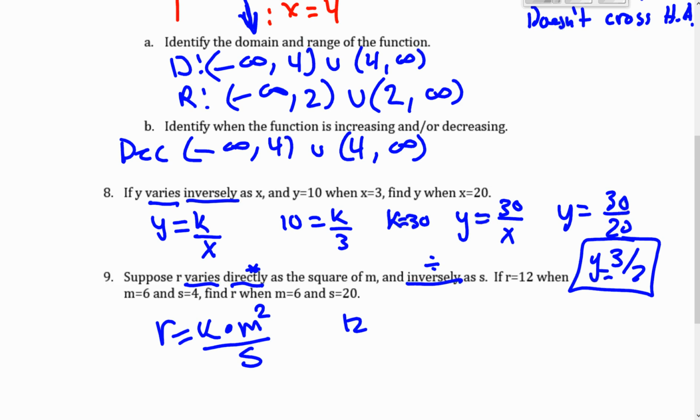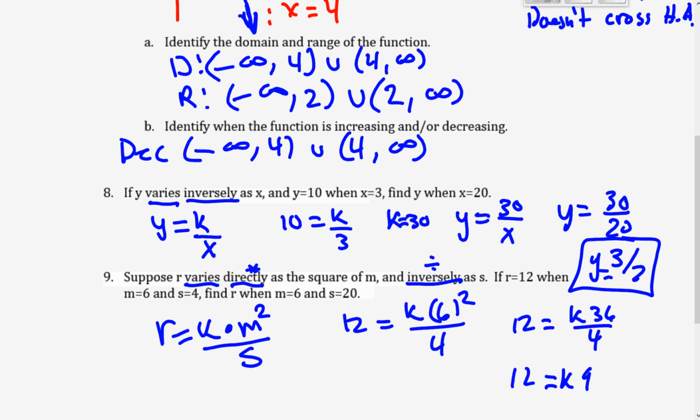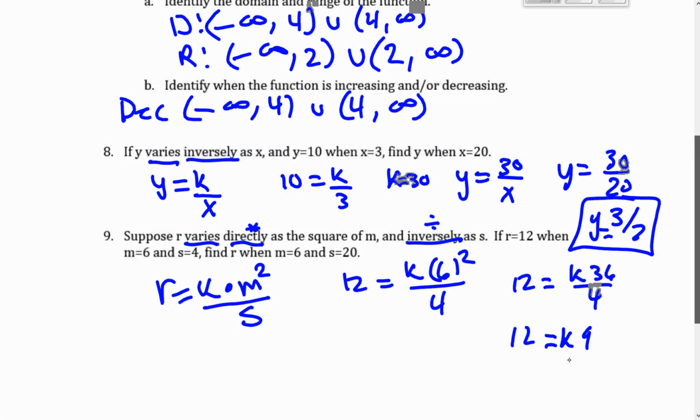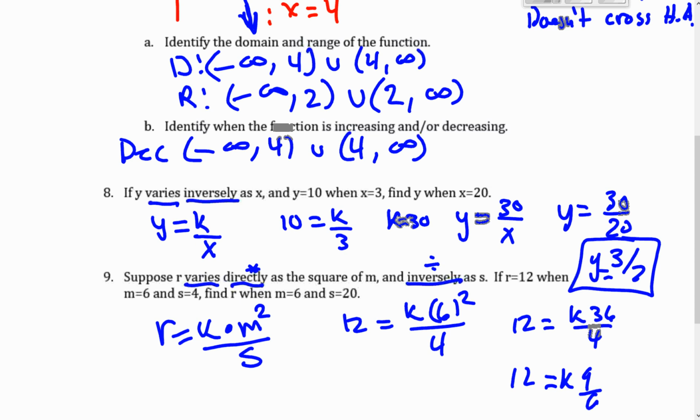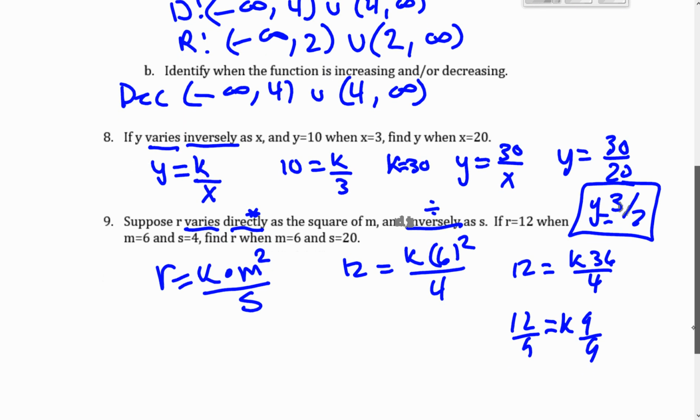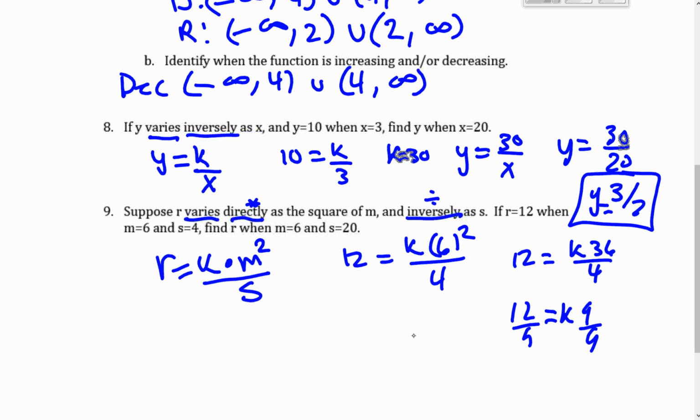And now I'm going to plug in my r. k is always in there. Plug in my m, and that's being squared, so I need to square that. Square the 6, and then over s. So I get 36 over 4, which is 9. 9 times k is 12. So then, divide by 9. So I get 4/3. So k is equal to 4/3. There's my k, 4/3.